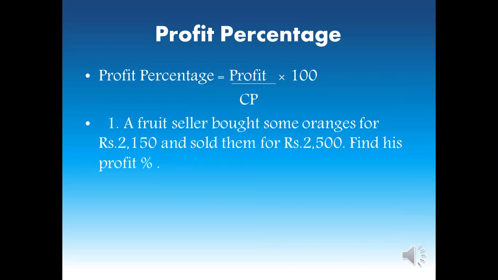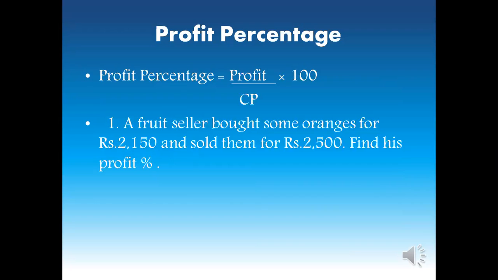So, the first situation, where we have the profit and the cost price, we solve by using the simple formula of profit percentage, which is profit upon cost price into 100. Now, the second situation, where we have the selling price and the cost price, I have given a question on this slide which will help you understand how to solve it.